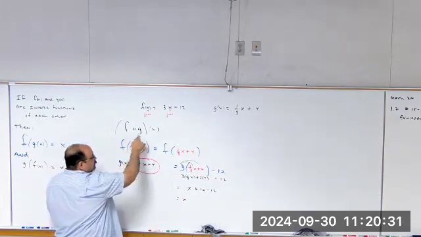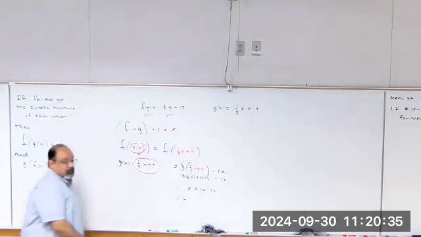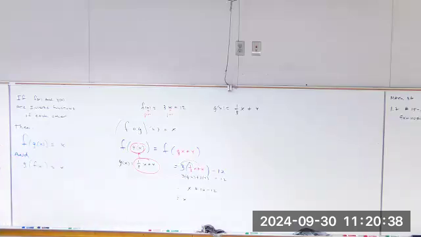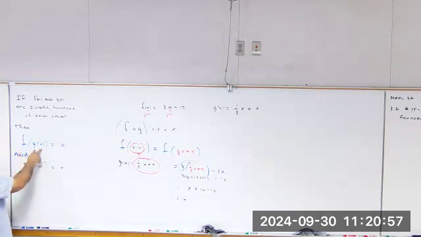G circle F, F circle G of X is just X. F undoes what G did. G turned it into a 1/3 X plus 4, and then F undid it, turned it right back into X. Like a magic trick. It's got to go both ways. If it only goes F undoes G, that's not enough. It has to work in both directions. G has to undo F.